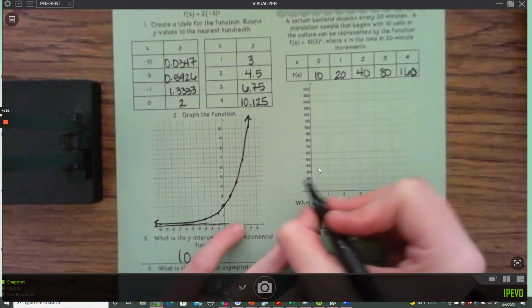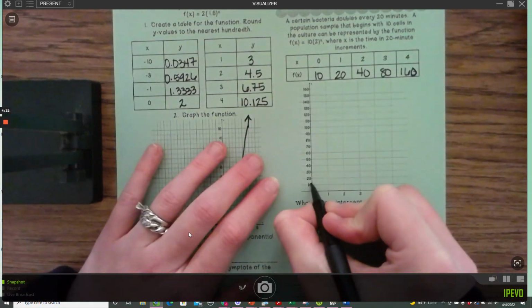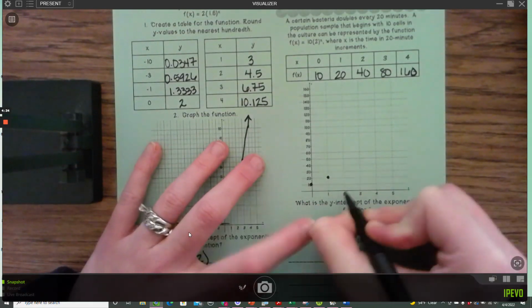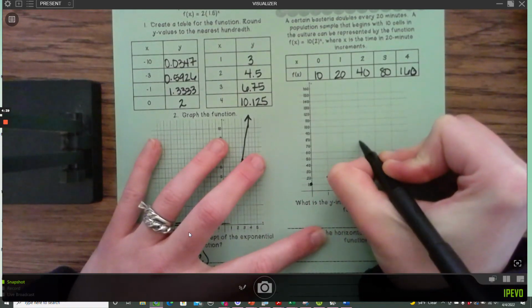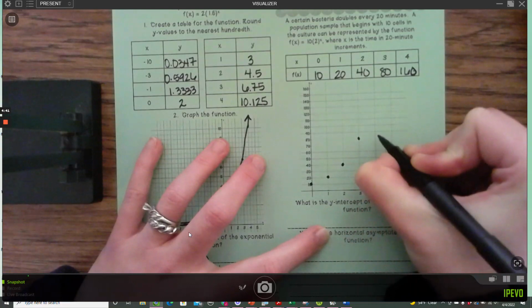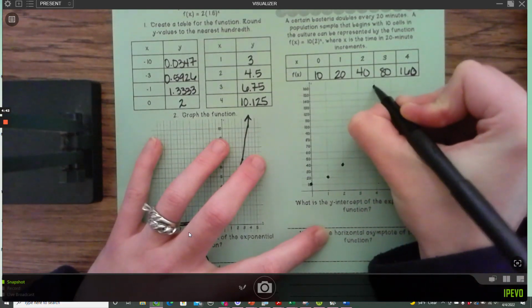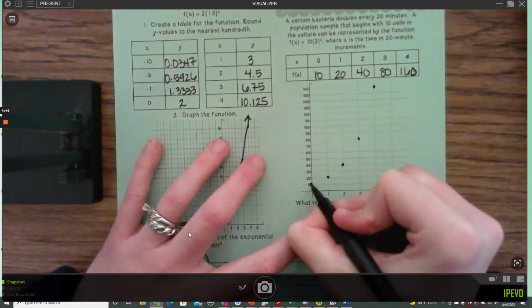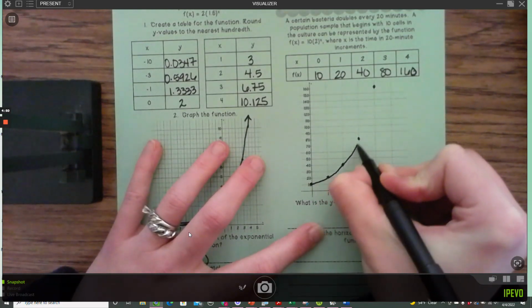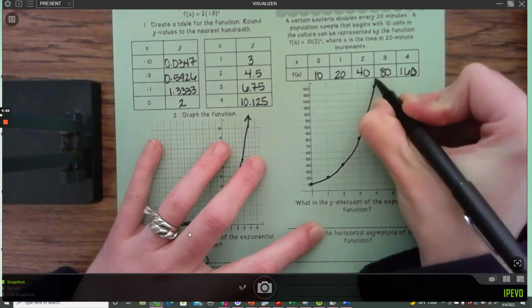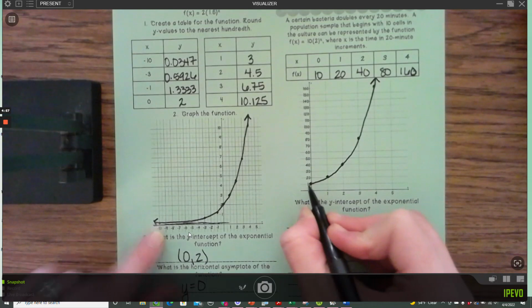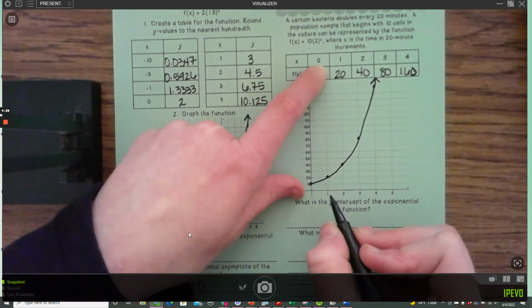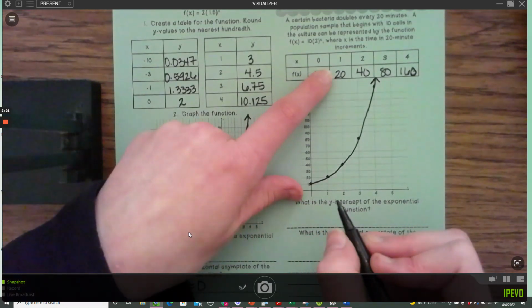And so now we can graph it. So 0, 10, that's our first point. 1, 20, 2, 40, 3 goes all the way up here to 80, and then 4 is 160. For this one, we're going to start at this point here, and that's what my graph would look like. The reason I didn't add an arrow over here is because x is representing time, and we can't have time less than 0.